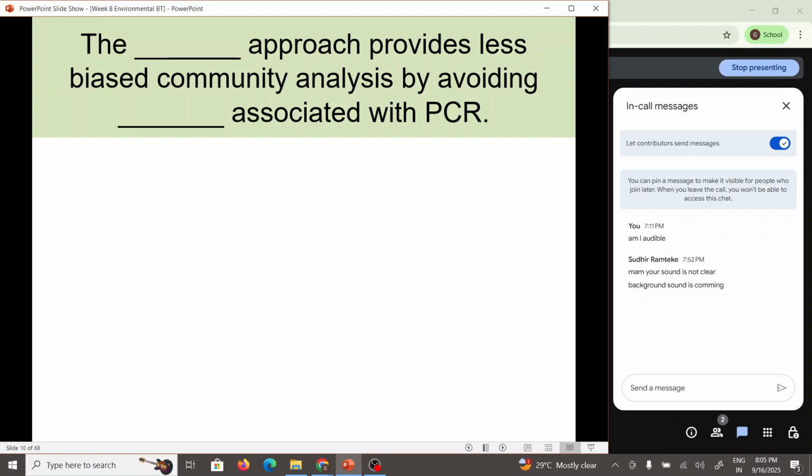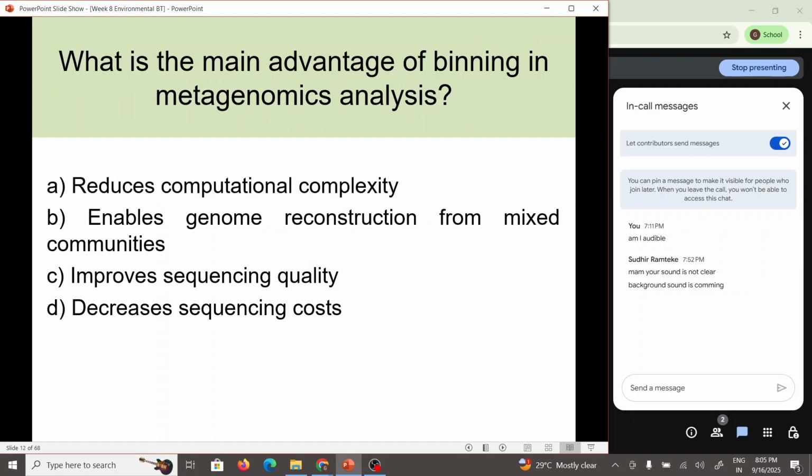Next question is: the dash approach provides less biased community analysis by avoiding dash associated with PCR. So the shotgun sequencing avoids the primer bias. This is what we saw. The next one is, what is the main advantage of binning in metagenomic analysis? It reduces computational complexity.